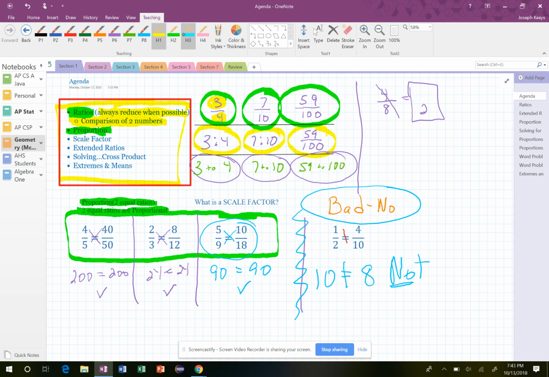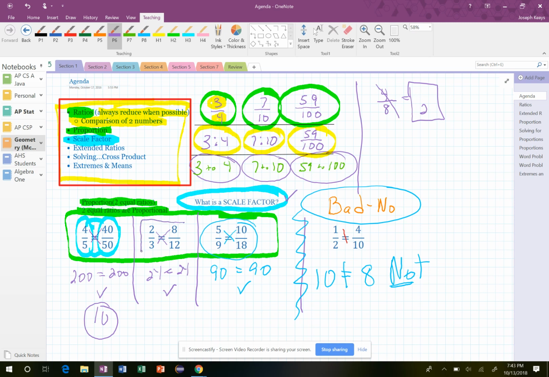Let's move on here. So the next thing we're going to talk about is a scale factor. Okay, what is a scale factor? Well, I want you to take a look at this ratio and that ratio and see if you see a little bit of a pattern. I want you to start to use your number sense in here and notice this number got magnified by a certain amount and that number got magnified by a certain amount. And if you're thinking, oh, Mr. Keys, that is 10, you're right. That's the scale factor. The scale factor is 10. We multiplied the first ratio by 10 to get to the second one.